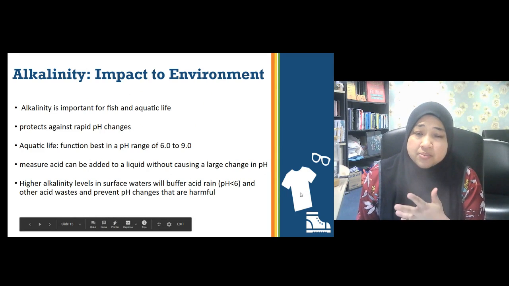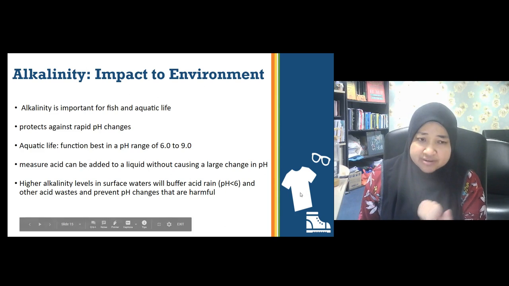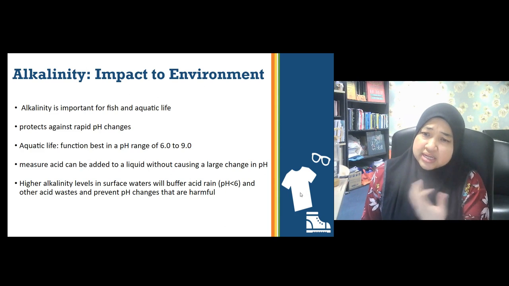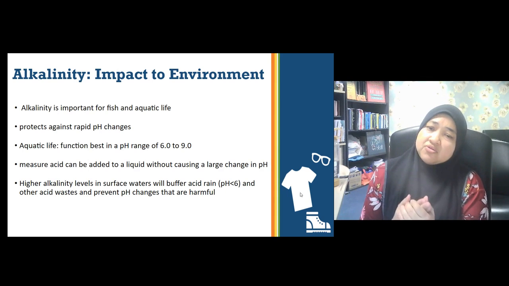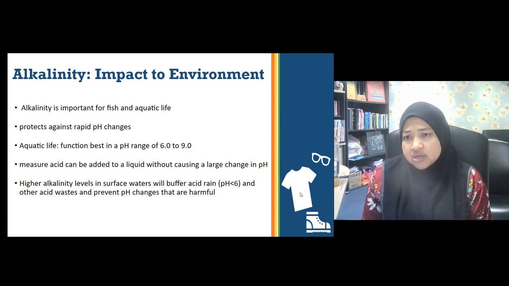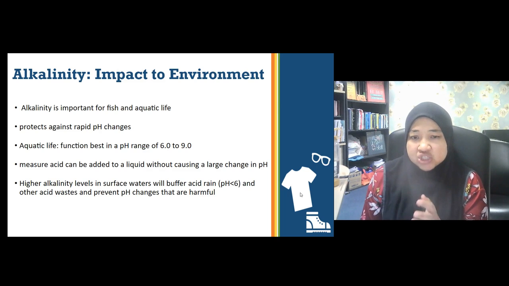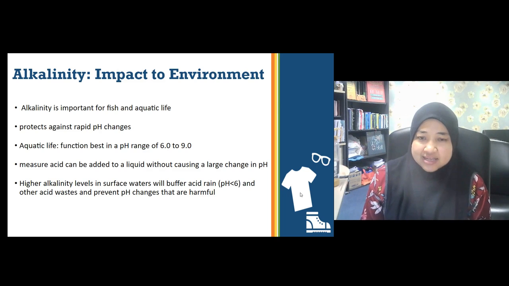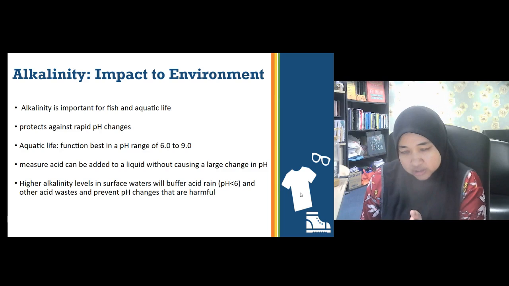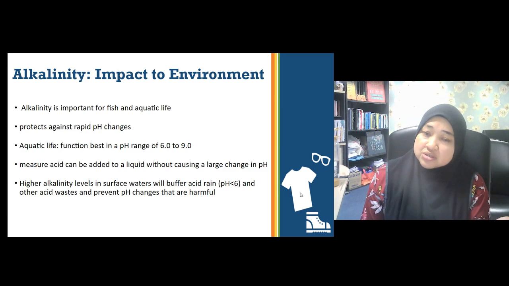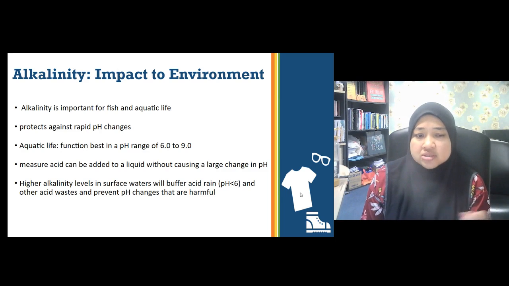All right, so that is some impact to the environment, to us. Alkalinity is important for fish and aquatic life, as I said, because it protects against rapid pH changes. Aquatic life can function best in the pH range of 6 to 9. You can see here the pH of fresh water and seawater. What is the pH for seawater? The pH for seawater is around 8, 8.1, or just around that.